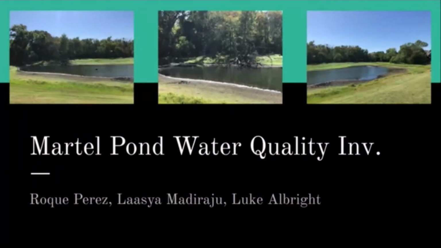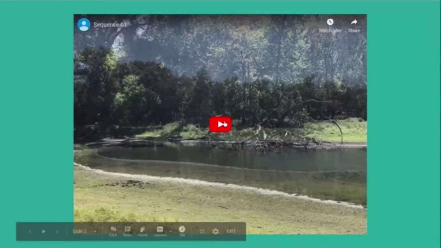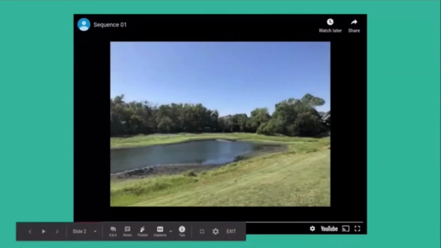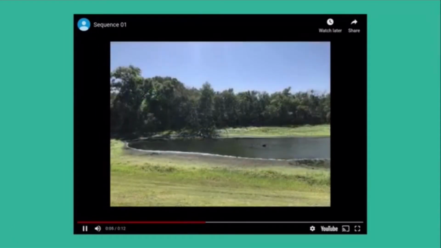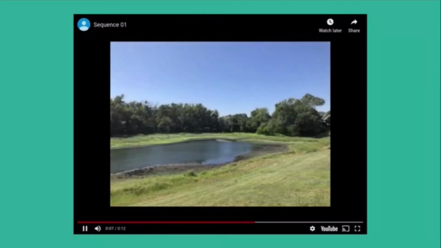The presentation is going to be about the Martel Pond water quality investigation that Roque, Lacia, and Luke did. Firstly, there's just a short montage of some pictures of Martel Pond and what it visually looked like when we all went to do the investigation.